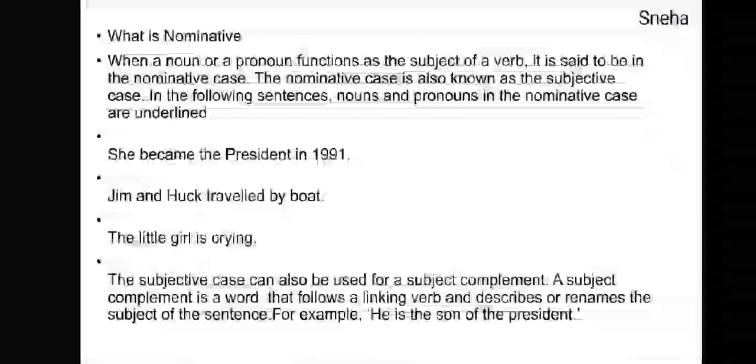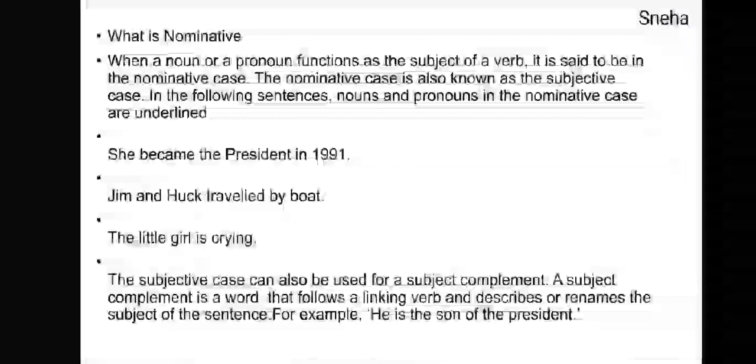In the following sentences, nouns and pronouns in the nominative case are underlined. Though I forgot to underline it over here, I'm going to mention it. She became the president in 1991. Now she became, she, nominative. She is the focus over here. She was not being elected by someone, or it is not important that she has been chosen. She became, her designation. This is important. So she, this is the nominative case over here.